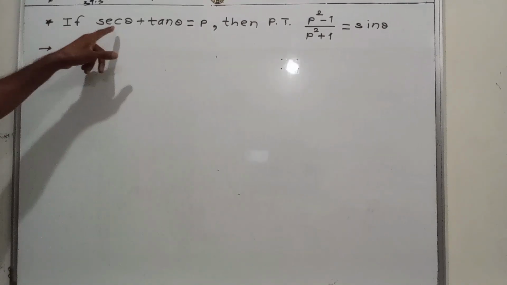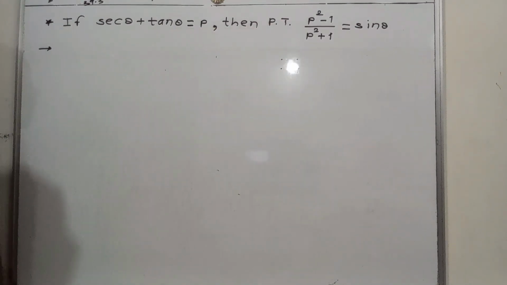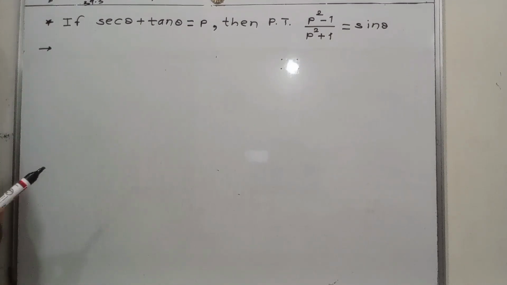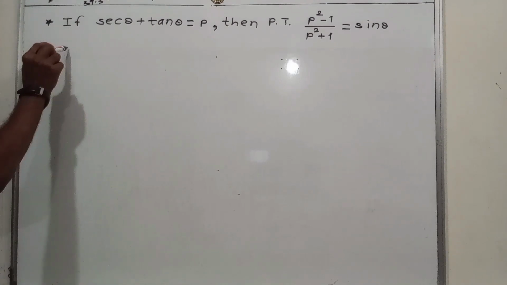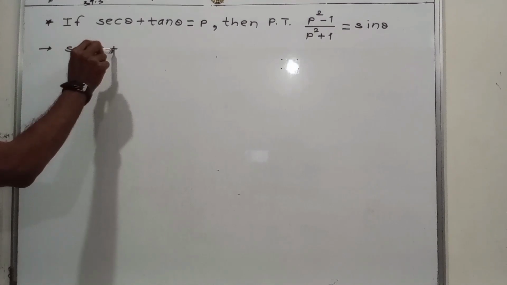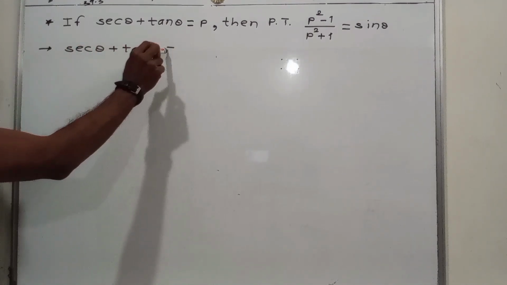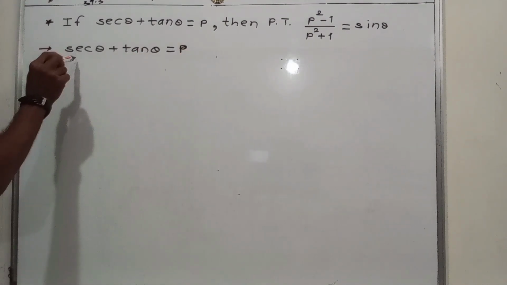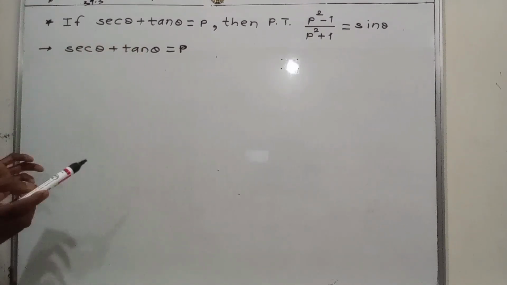Important question. If sec theta plus tan theta is equal to p, then prove that p square minus 1 upon p square plus 1 is equal to sine theta. Now for that we write this. Sec theta plus tan theta is equal to p. Okay. Now we use formula for this, or direct squaring both sides.